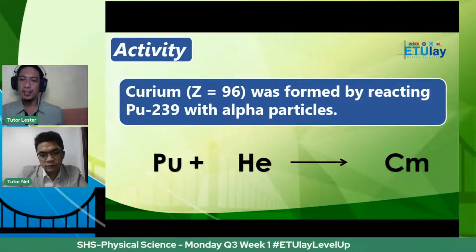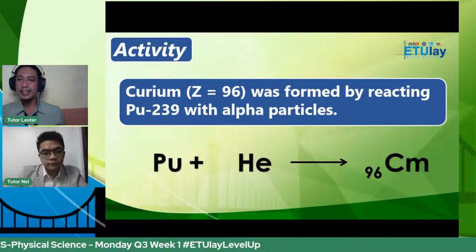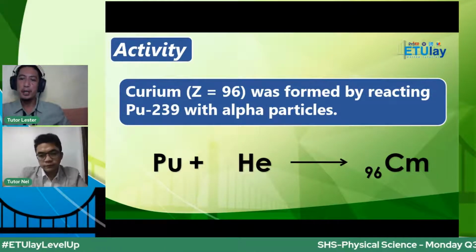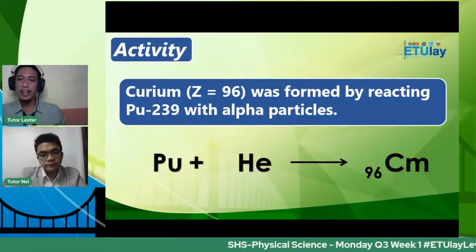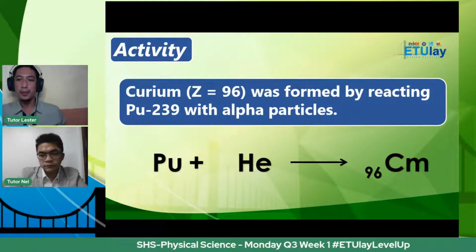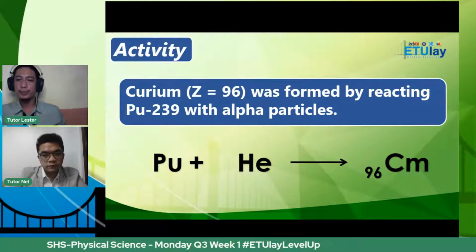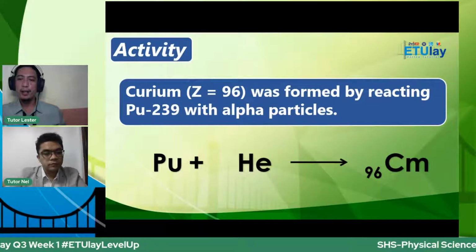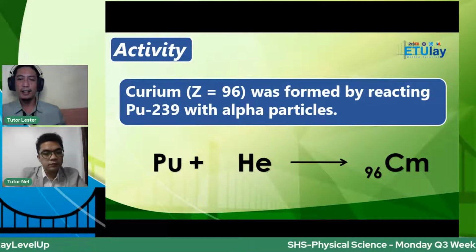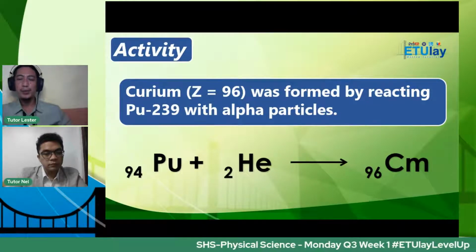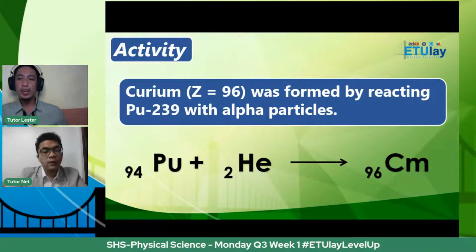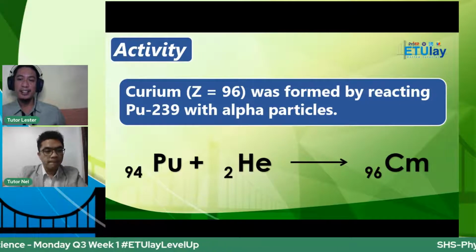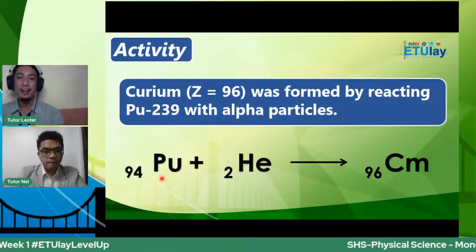Alright, so tama po, it's 96. So we write down 96 for curium's atomic number and check on the periodic table kung ano po ang atomic number ng plutonium at ng helium. Alright, so ang atomic number po ng plutonium and helium is 94 and 2 respectively. So from there, we can see that the atomic number in the reactant side and the product side are balanced.